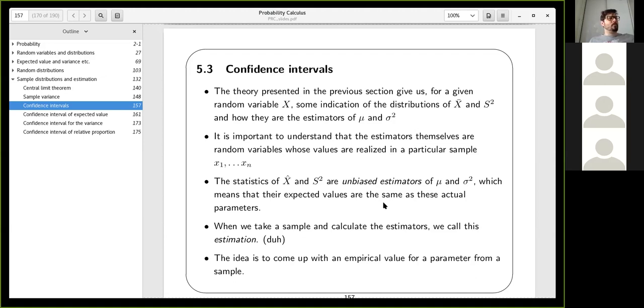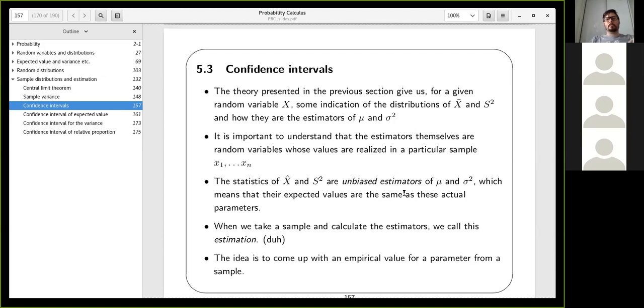So these are random variables that more closely resemble the actual variance and expected value than you can deduce from a single sample or a single point. And when we say estimators, we mean that they're unbiased, that as random variables they have the right expected value. The mean has the expected value of mu, and the sample variance has the expected value of sigma squared.